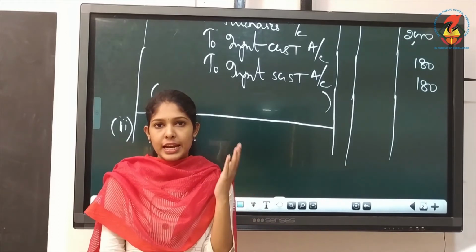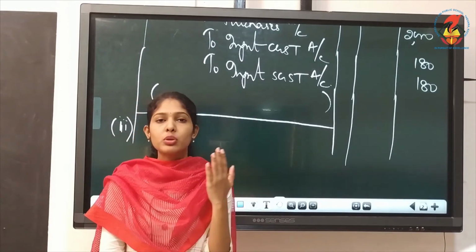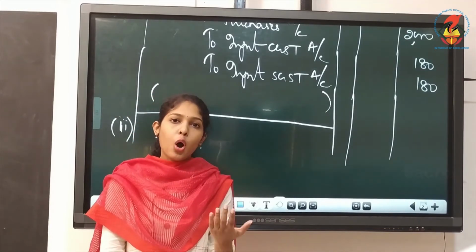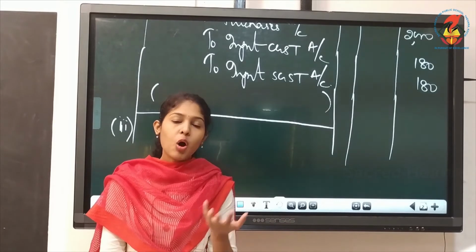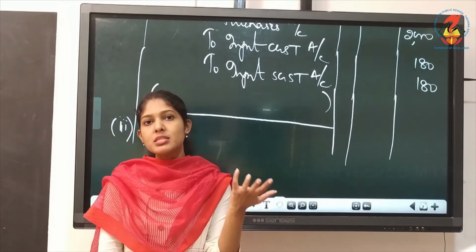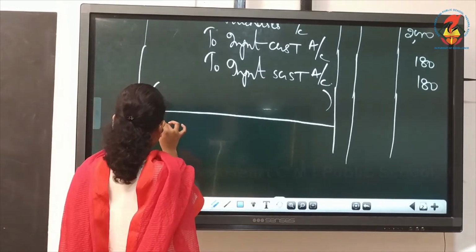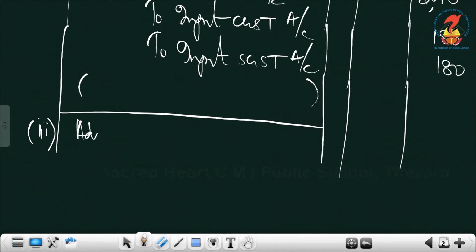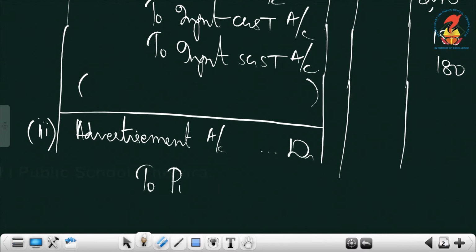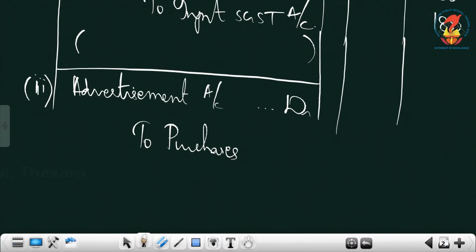So we can write advertisement account debtor, or you can write free samples account debtor, or sales promotion or business promotion expenses account debtor. Anything you can write. So we'll use the term advertisement now. I think that will be easy. In your textbook, they have given all three terms. It's not compulsory that you write all three. You need to write only one.